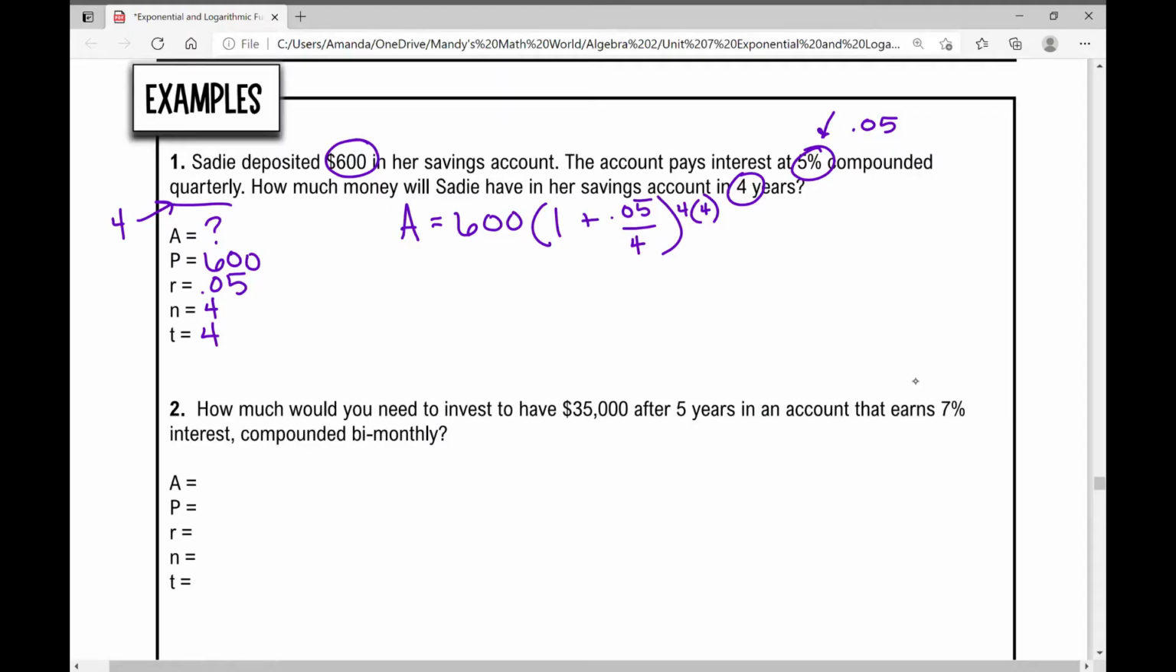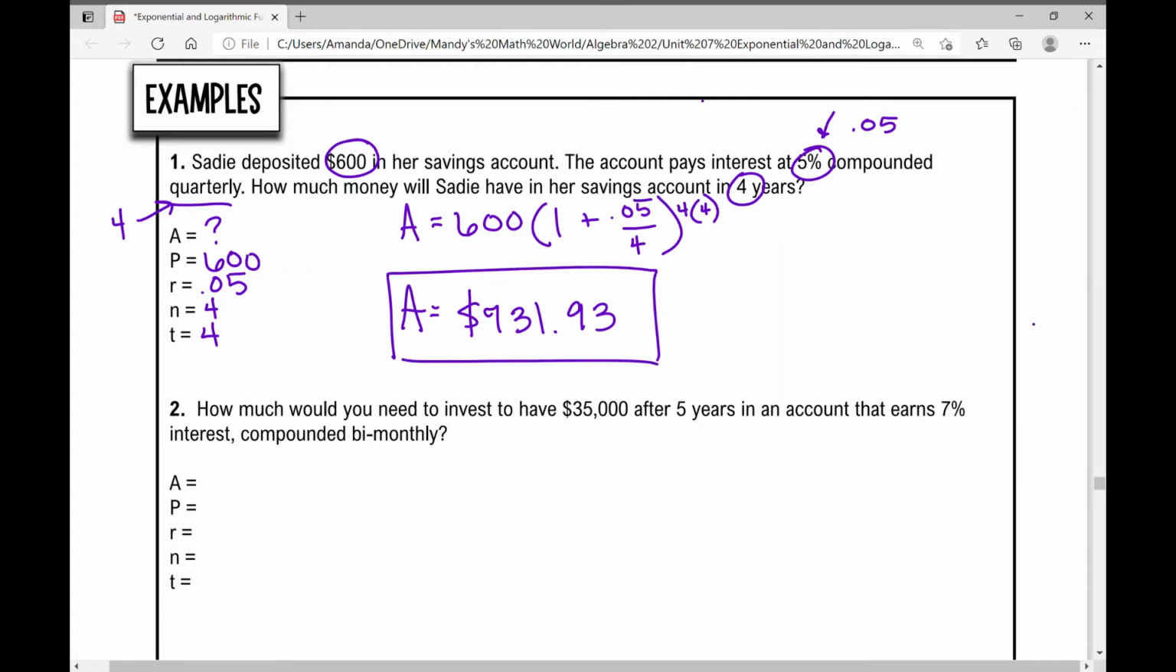We're done for number 1, so the amount is going to be $731. We're rounding to 2 places after the decimal, the nearest hundredths place, so and 93 cents. And that's our answer. Let's move on to number 2.